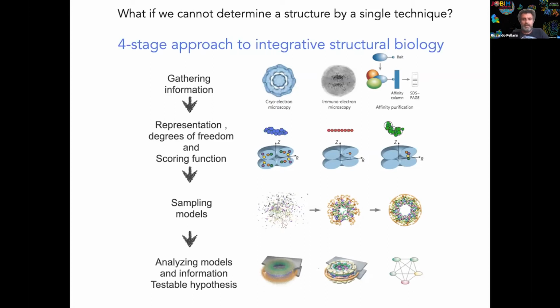And you will get some high scoring models, which you will afterwards analyze in the fourth stage by clustering, by looking at where proteins are more probably localized in space, by validating the models using cross-validation or external validation, and by creating testable hypotheses. With these testable hypotheses, you can design a new experiment that will help to increase the information at the first stage and therefore refine the structure.